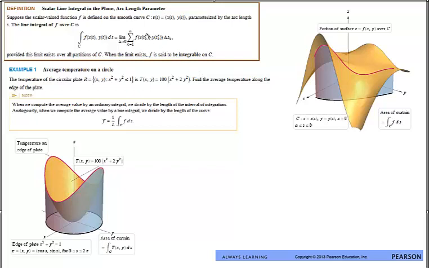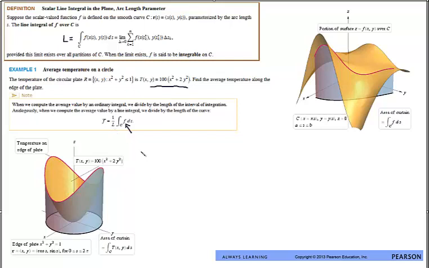Howdy Calculus 3 students, we are doing section 15.2 today, covering line integrals. Here we have a definition of a line integral, so this is going to be what our line integral is equal to. And we are to find the average temperature of a circular plate with the given boundary, and the temperature function is given here. So this would be our F, and we're to find that average temperature.